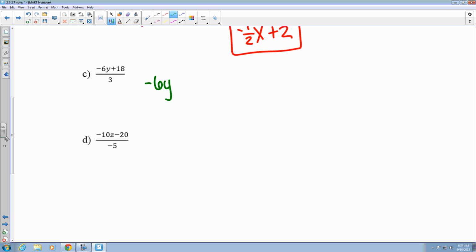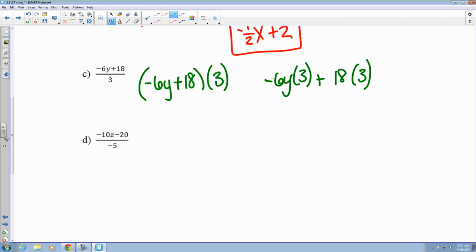C, negative 6y plus 18 divided by 3, distribute that 1/3, multiplying by the inverse. Negative 6 times 1/3 is negative 2, and 18 times 1/3 is 6.